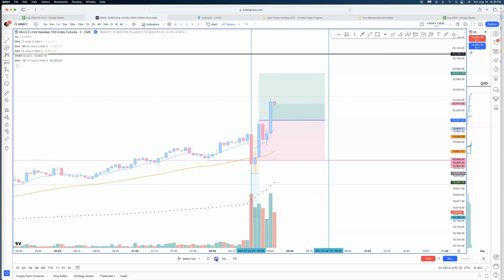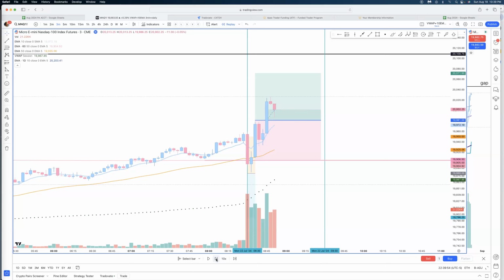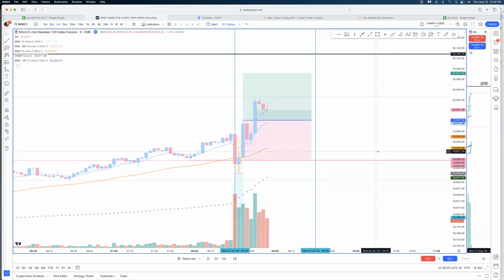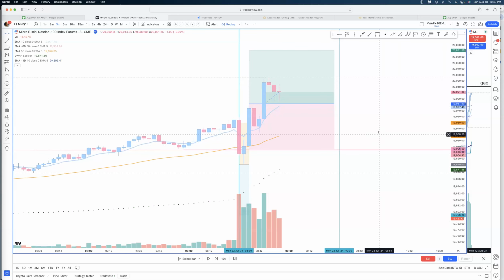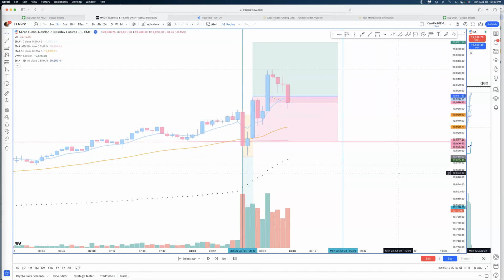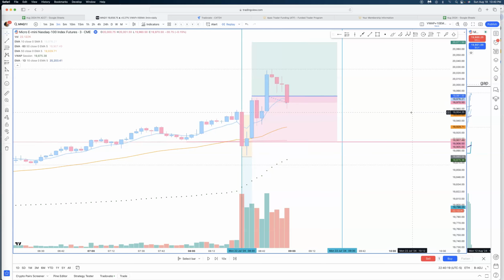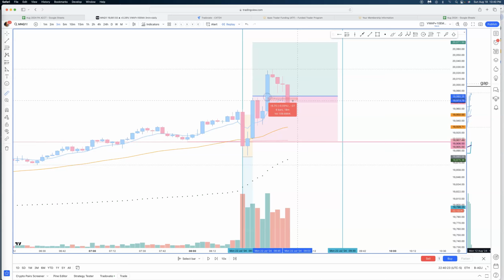I just hope my stop isn't too tight. I like that hammer candle closing above that 10 EMA still. Now we got a nice indecision candle. Let me make this a little larger so that you can see everything. I don't quite like that one because it closed below that 10 EMA. So I have a little bit of thinking to do. So far, I've only been in the trade 12 minutes.